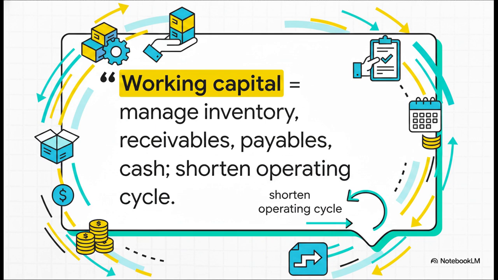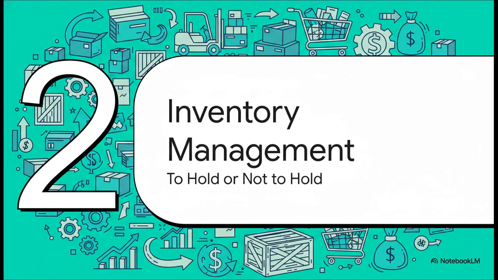So, the absolutely crucial takeaway is summarized perfectly right here. Working capital equals manage inventory, receivables, payables, cash. Shorten operating cycle. You're going to want to lock this one-line summary in your memory. It's essentially the golden rule that dictates everything else we're about to cover. Moving right along to Section 2, inventory management strategies.